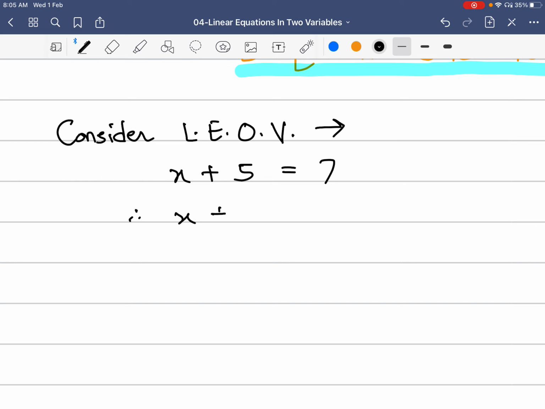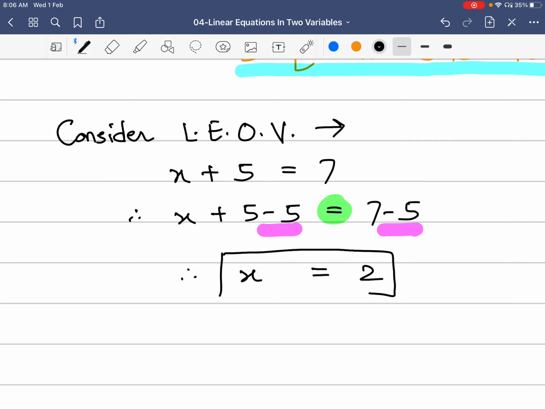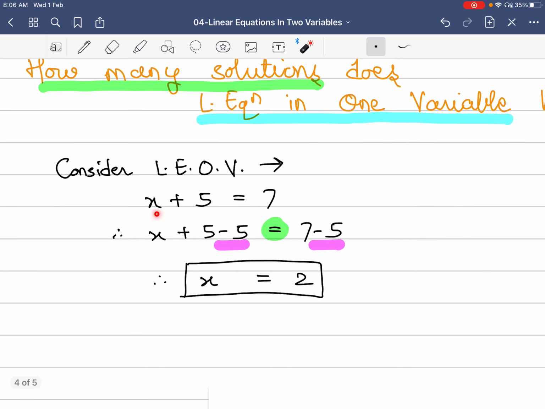We are going to subtract 5 from both sides of the equation. If we subtract 5 from both sides, the equality is always maintained because we are doing the same operations on both sides of the equation. So this is going to be x. Now 5 minus 5 is 0, equal to 7 minus 5 is 2. So x equal to 2 is the solution of this linear equation in one variable.